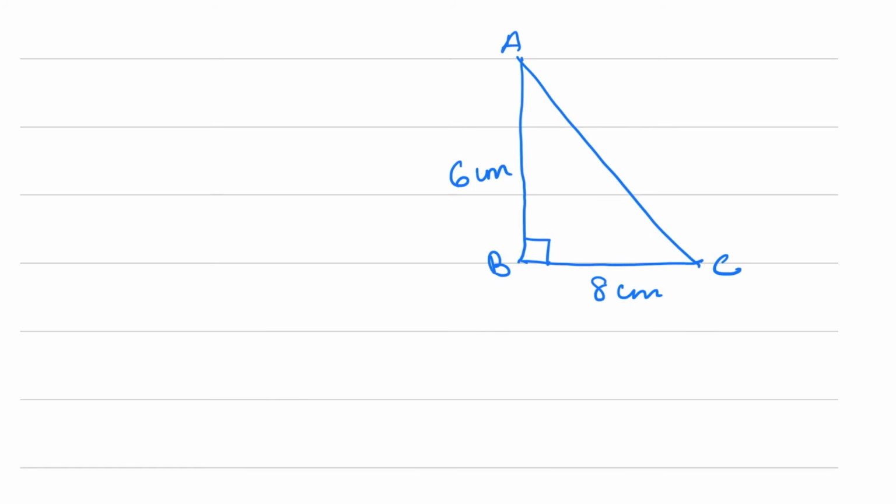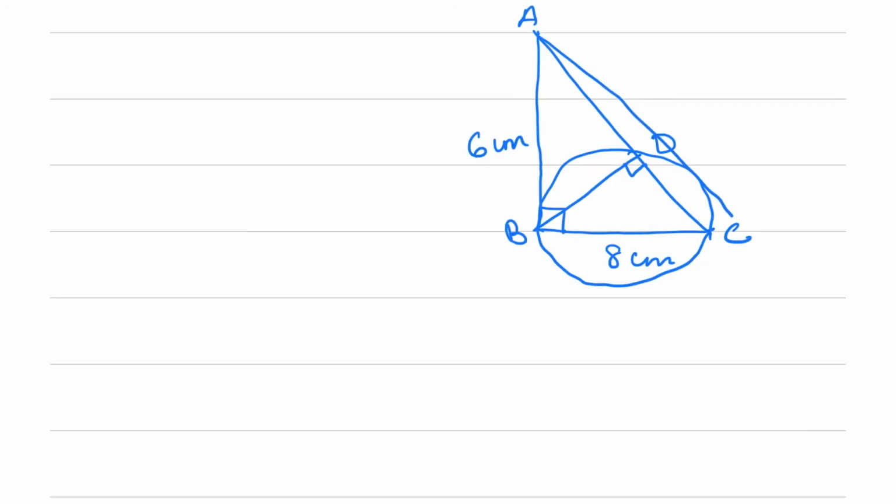Now we have to draw a perpendicular from B on AC. So this is the perpendicular. And then we have to draw a circle through BCD. So this we have to draw the circle. And then we have to draw the tangents to the circle from A. So one tangent AB already we have, and we have to construct another tangent.